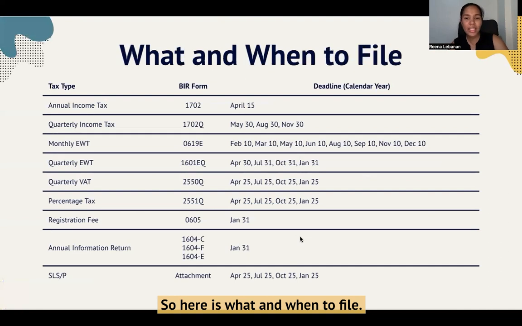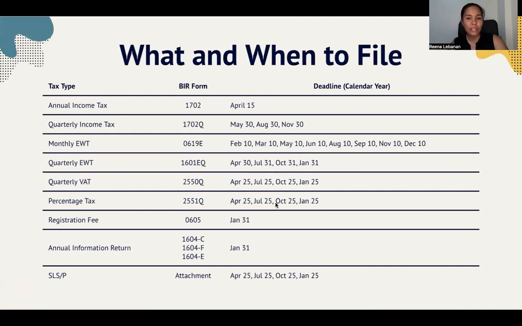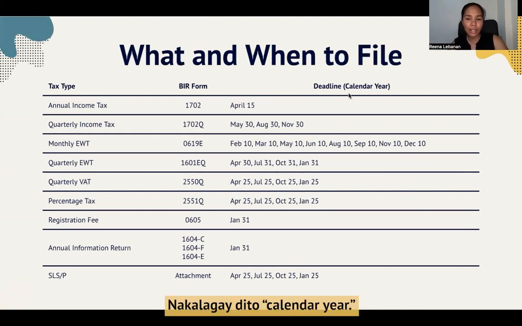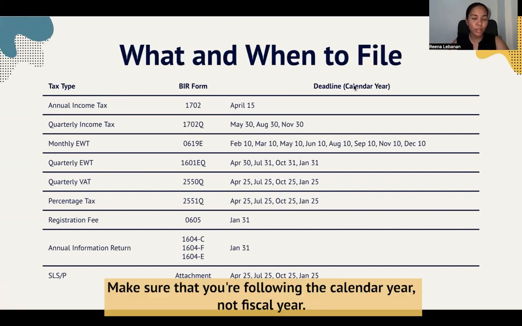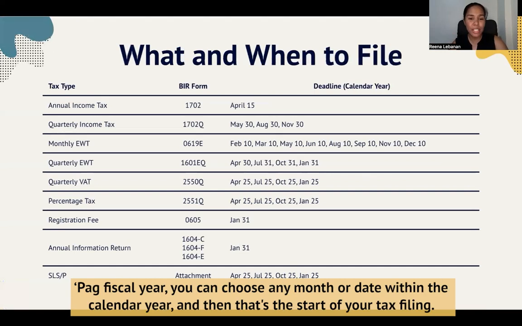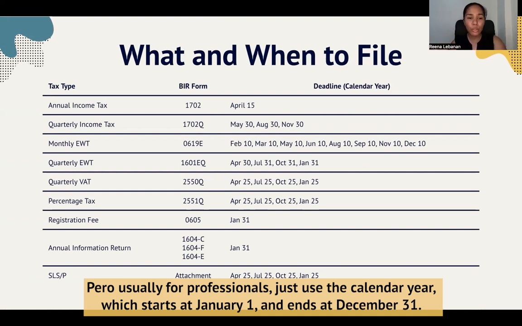So, here is what and when to file. It says here, calendar year. Make sure that you're following the calendar year, not fiscal year. If it's a fiscal year, you can choose any month or date within the calendar year and that's the start of your tax filing. But usually for professionals, just use the calendar year which starts at January 1 and ends at December 31.